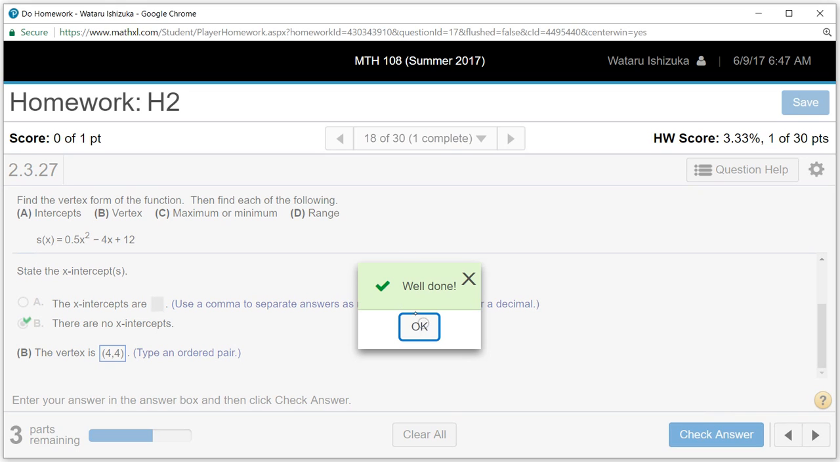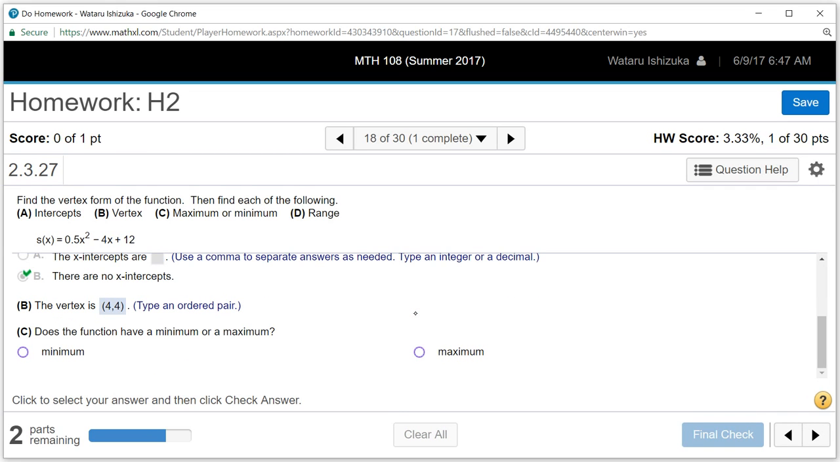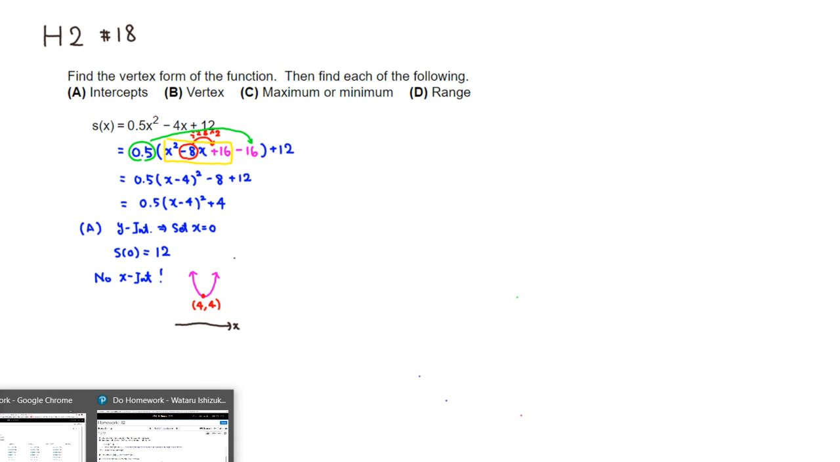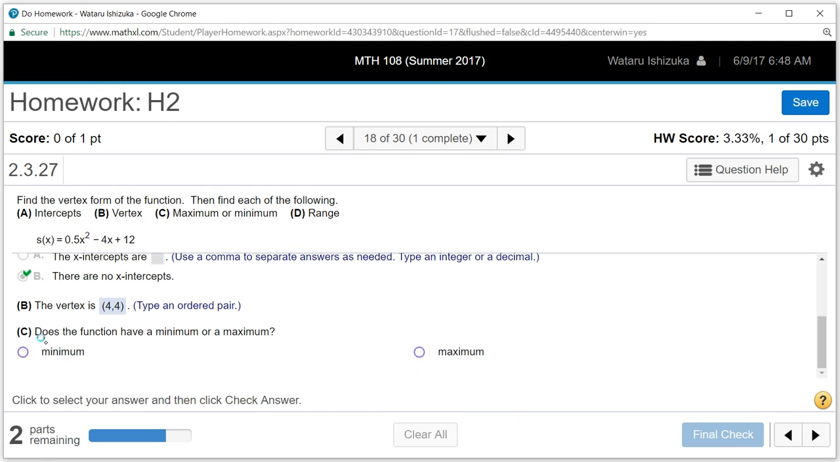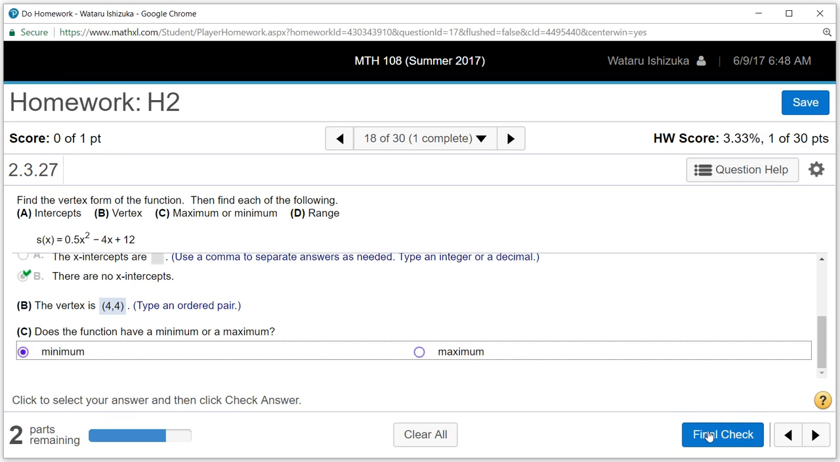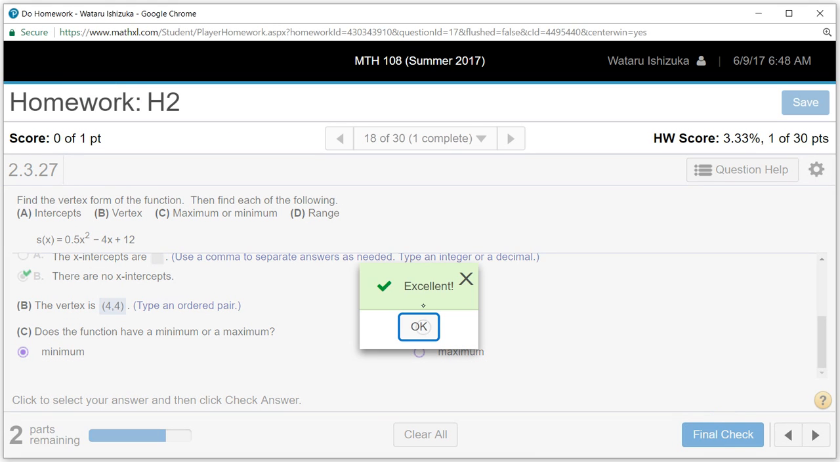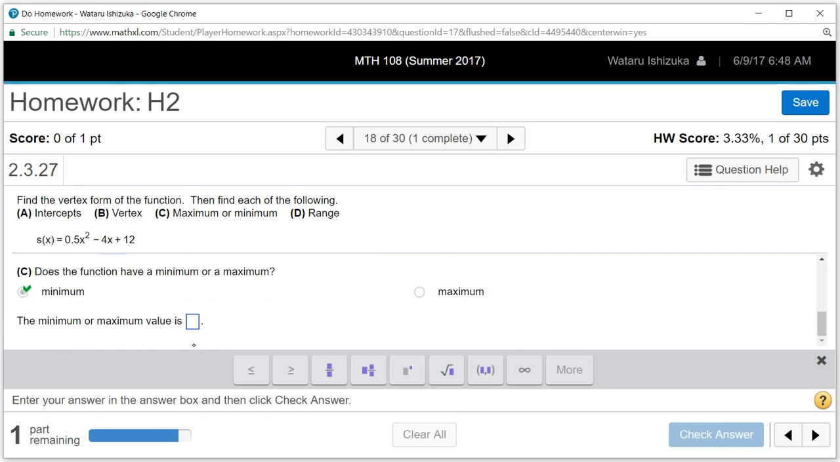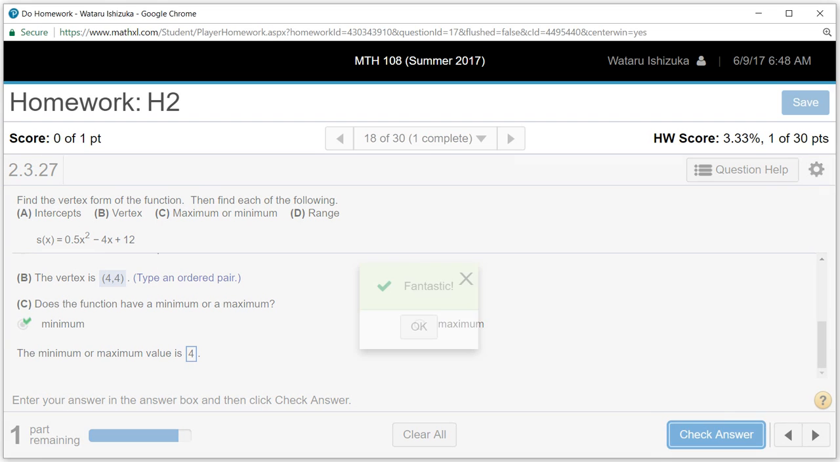We got that. And does the function have a minimum or maximum? Again, the parabola is facing upward, so it's going to have a minimum value. Check the answer. We got that. And the minimum value is, since the vertex is at 4, 4, the y-coordinate is 4, so it's going to be 4. We got that.